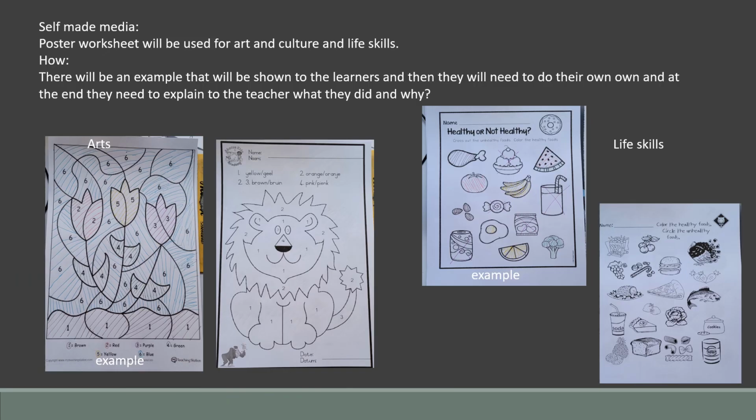My self-made media was a poster worksheet. How would it be used? An example will be shown to the learners, and they will need to do their own one. And then at the end, they need to explain to the teacher why they did it and what they did.